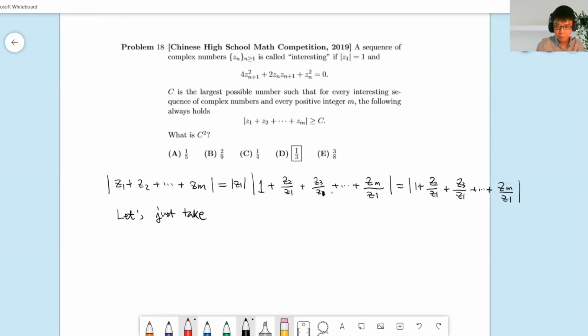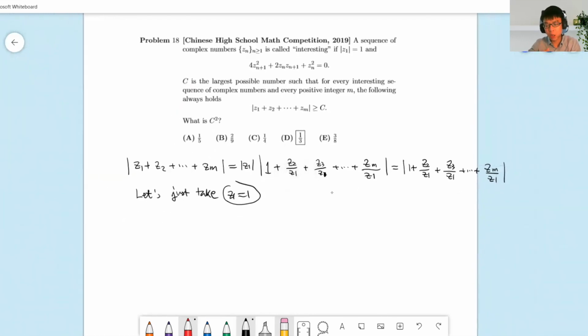Let's just take Z1 equals 1. It does not change the solution in this problem, right? And let's see what this quotient is. First, we notice that Zm over Z1 is a product of the quotients of consecutive terms. This is Z2 over Z1, Z3 over Z2, and Zm over Zm minus 1, right? So we pay attention to these quotients of 2 consecutive terms, and that's described in this equation here.